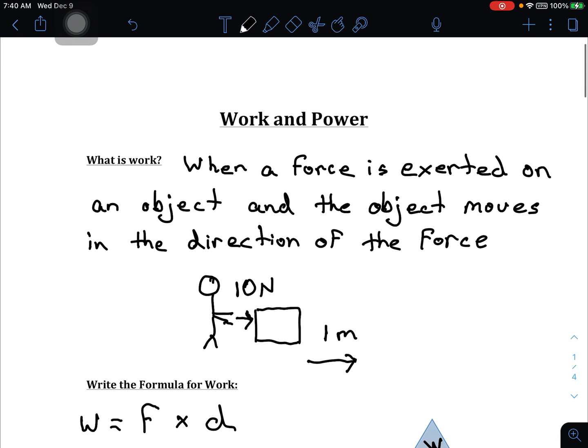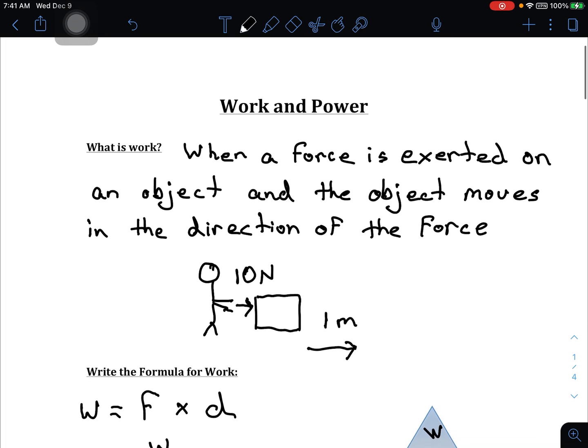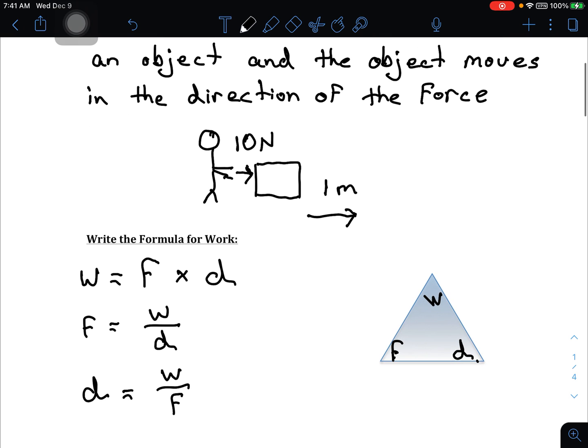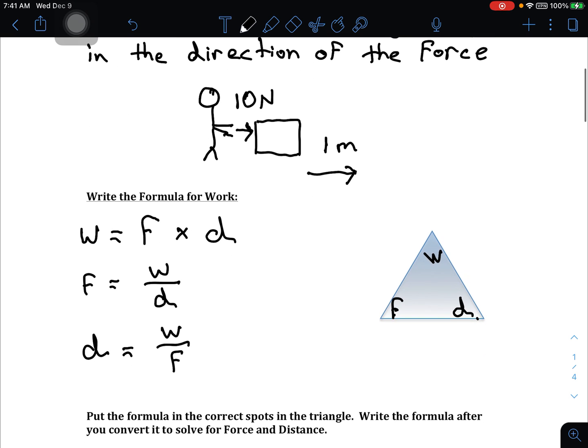In order to calculate the work, I would use the formula work equals force times distance. So I would multiply 10 newtons of force times 1 meter, and that gives me 10 joules of work that was done. The formula for work, once again, is W equals F times D. Work equals force times distance. And if I set my triangle up so I can manipulate my formula to solve for the other variables, I would have W on the top of the triangle, F at the lower left, and D at the lower right.